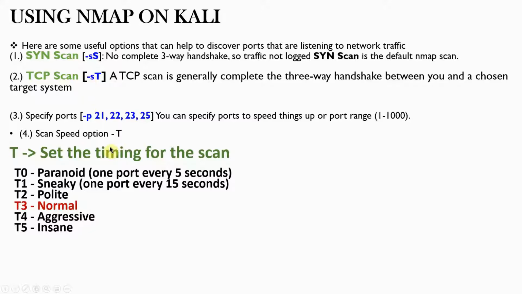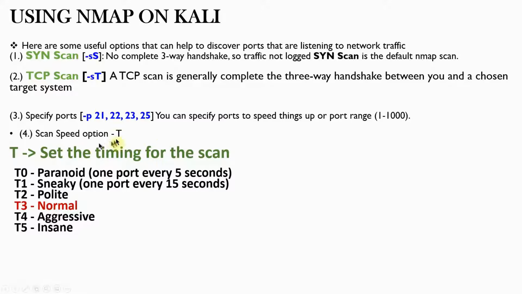And also, if you want to speed things up, you don't want to just let it run all the ports, the default 1,000 port range. You might want to specify the ports of interest that you need. If you want to scan port 21, port 22, 23, 25, just specify them so your scan can move faster.